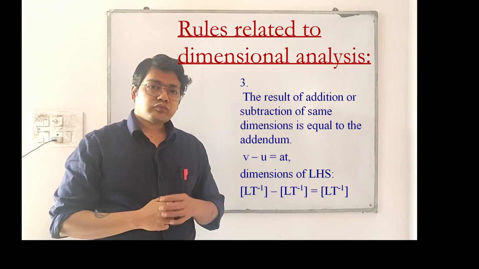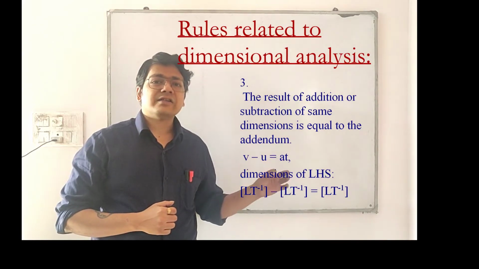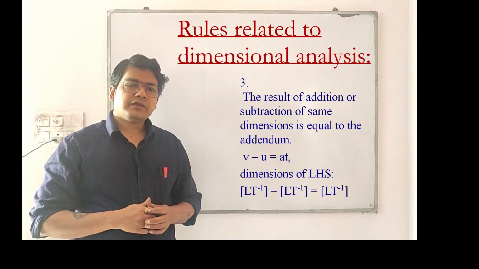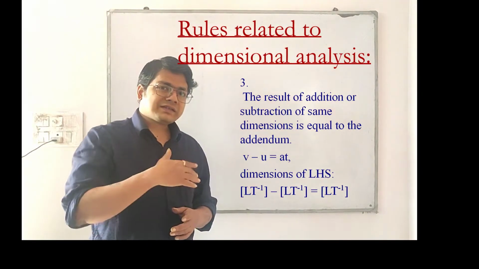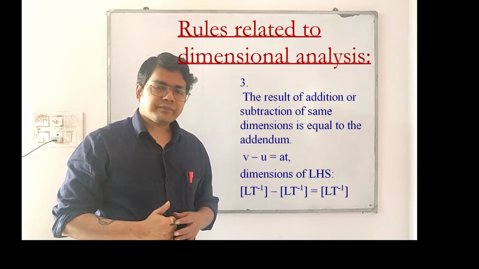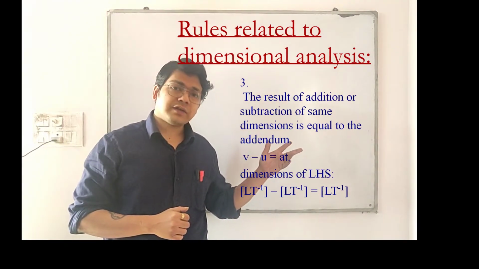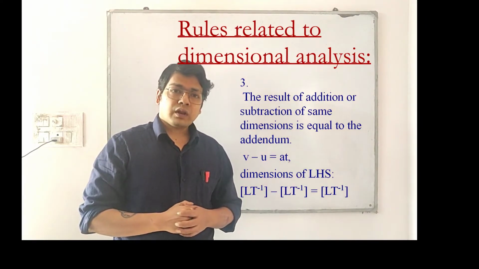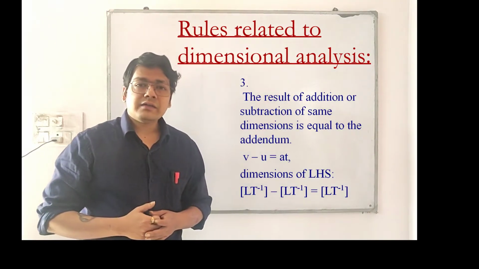The third rule: when two dimensions are added or subtracted, the result is equal to the addend. As you can see in the example, this is a very well-known formula, V minus U equal to at. You must have studied it in class 9th. Let's take the left hand side, V minus U. V is final velocity, U is initial velocity. Both have the dimensions L T^-1. When you subtract U from V, you get the difference in velocity, but in case of dimensions, you will get L T^-1.